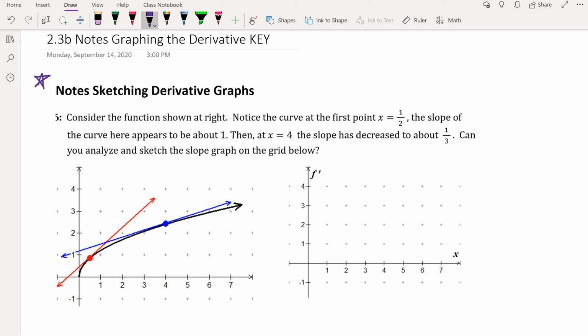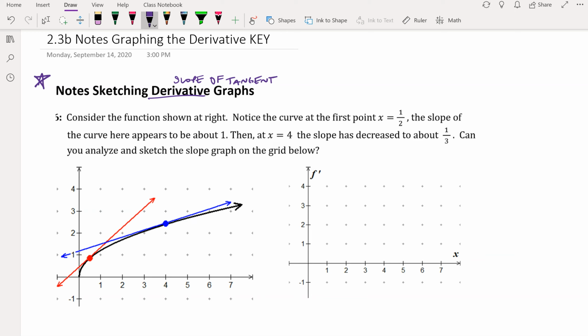Okay, so notes: sketching derivative graphs. And remember, derivative is the same as slope, so maybe if you forgot that, put slope of tangent line is the same as the derivative. Remind yourself of that in your notebooks. All right, so let's get started.